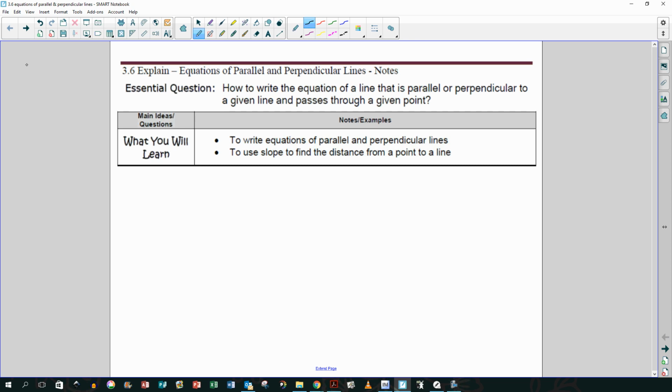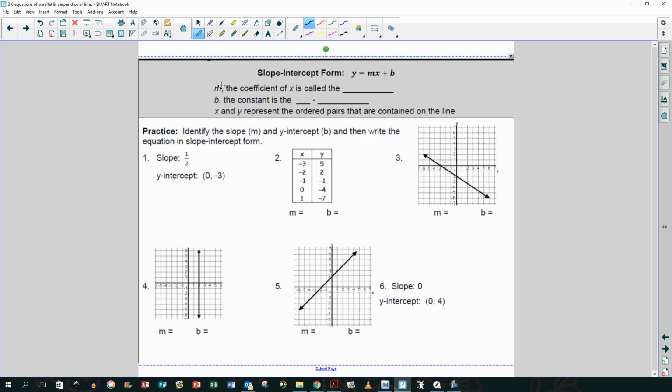So let's get started. First thing, it says m is the coefficient of x. If you will recall, m is your slope. So let's type that in there. All right, slope. B is the constant, and that is the y-intercept.